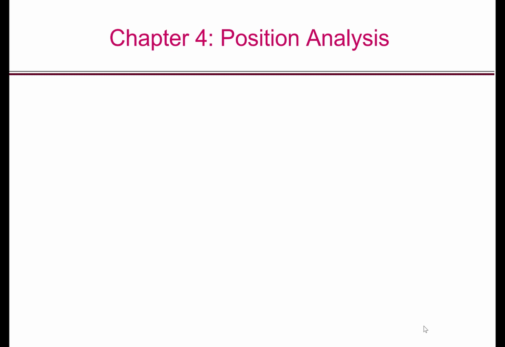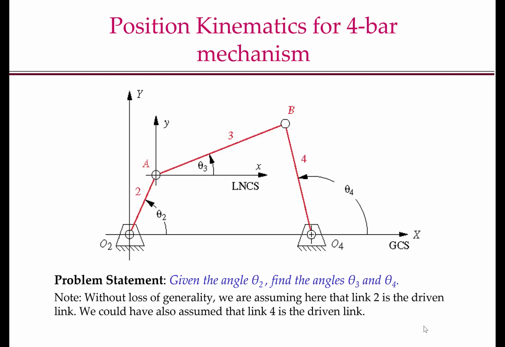In the third module of the last lecture, we started to discuss the position kinematics problem for a 4-bar mechanism. In this module, we will continue this discussion further. Recall that the position kinematics problem for a 4-bar mechanism is stated as follows. Given the angle θ2, find the angles θ3 and θ4.